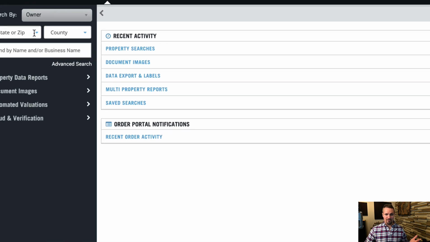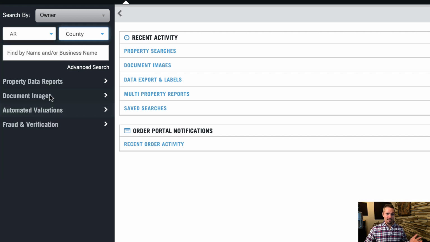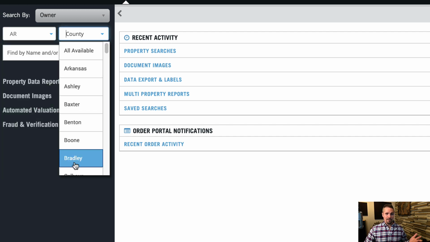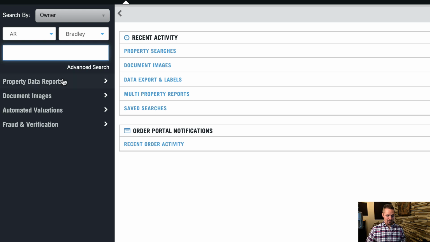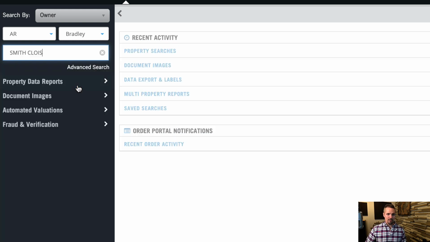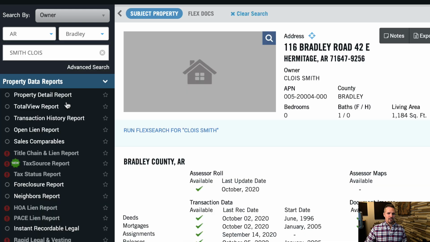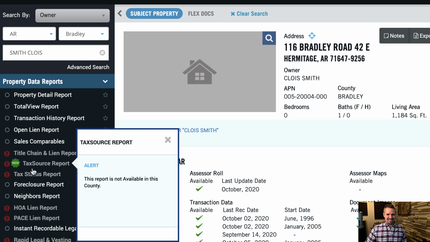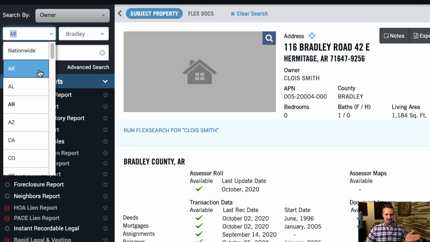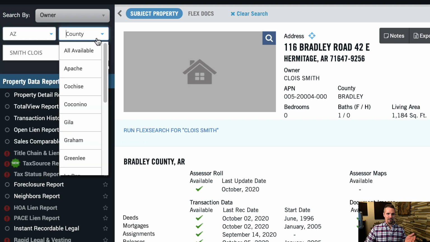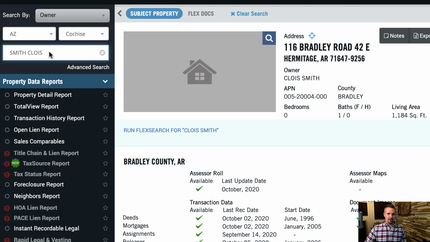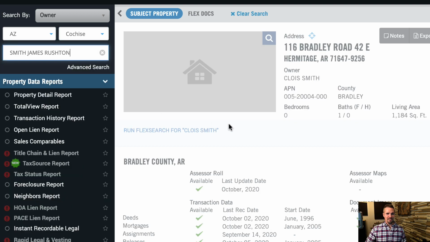So let's just go ahead and find a random property out there. Let's see here. Pick this, type in Smith, see what we can find here. So right here where it says tax source report, apparently this is not available everywhere, but in a lot of places it is. Let's try another state here. Let's try Arizona. Let's try this county. Let's try Smith again, see who comes up.